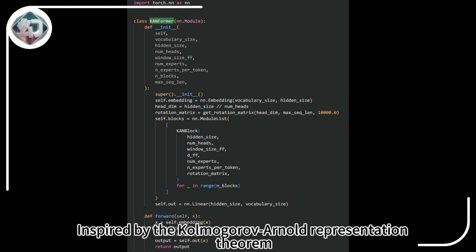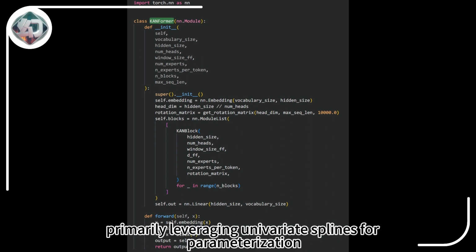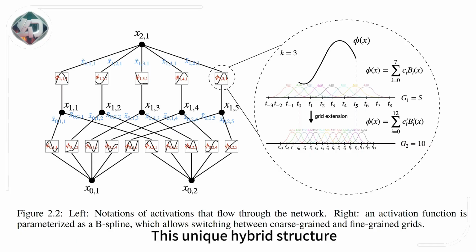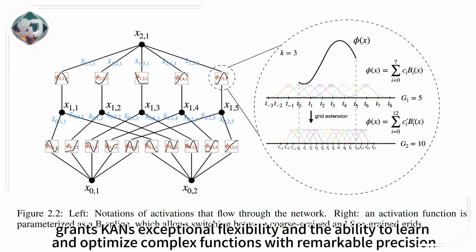Inspired by the Kolmogorov-Arnold representation theorem, KAN innovatively replaces fixed activation functions with learnable functions, primarily leveraging univariate splines for parameterization. This unique hybrid structure, which blends the familiar MLP framework with splines, grants KAN exceptional flexibility and the ability to learn and optimize complex functions with remarkable precision.